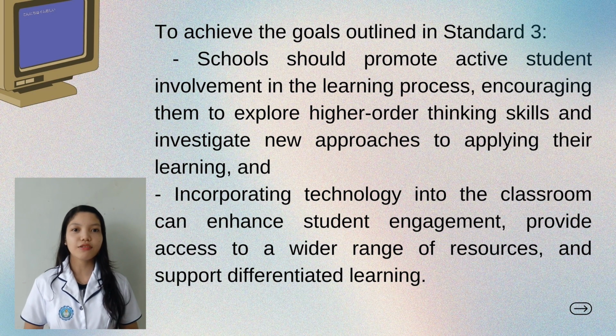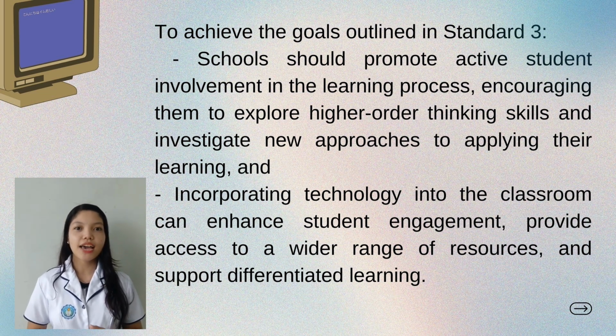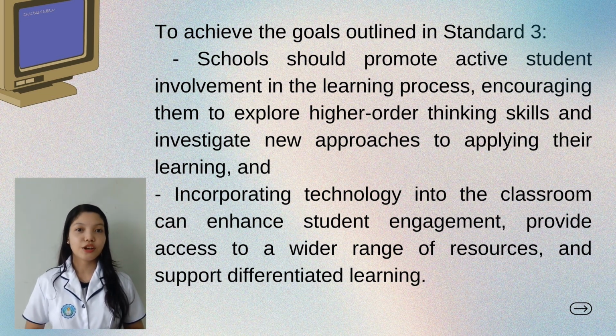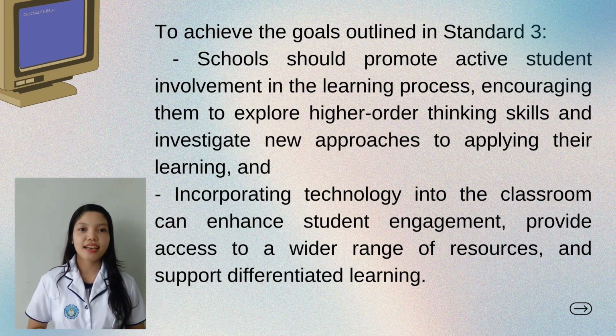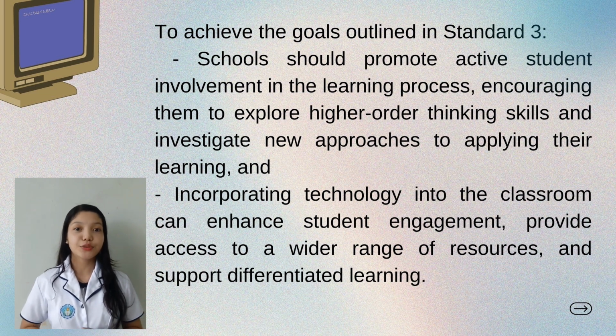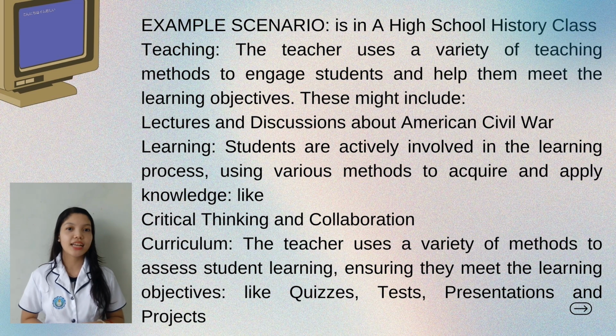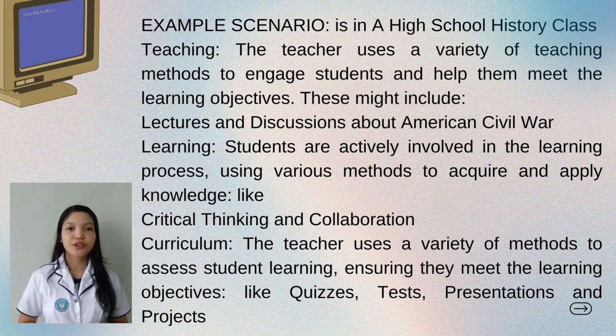To achieve the goals outlined in Standard 3, schools should promote active student involvement in the learning process, encouraging them to explore higher-order thinking skills and investigate new approaches to applying their learning. Also, incorporating technology into the classroom can enhance student engagement, provide access to a wider range of resources, and support differentiated learning. Example scenario: a high school history class. This scenario illustrates how teaching, learning, and curriculum work together in a high school history class.